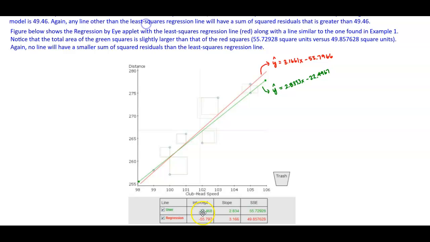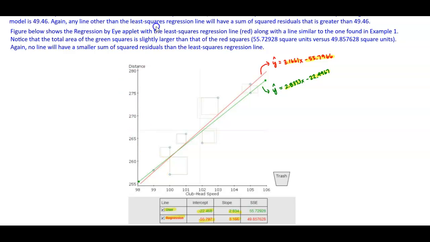So look at the bottom down here. If we take a look, okay, so here is the green, the first line, which is that line right there. We could also see that the y-intercept is negative 22.468, and we can see that the slope is 2.834, rounded just a little bit. Okay, and if we take a look at the regression line, which is the one in red, we can see that the y-intercept, excuse me, is negative 55.797, and the slope is 3.166.